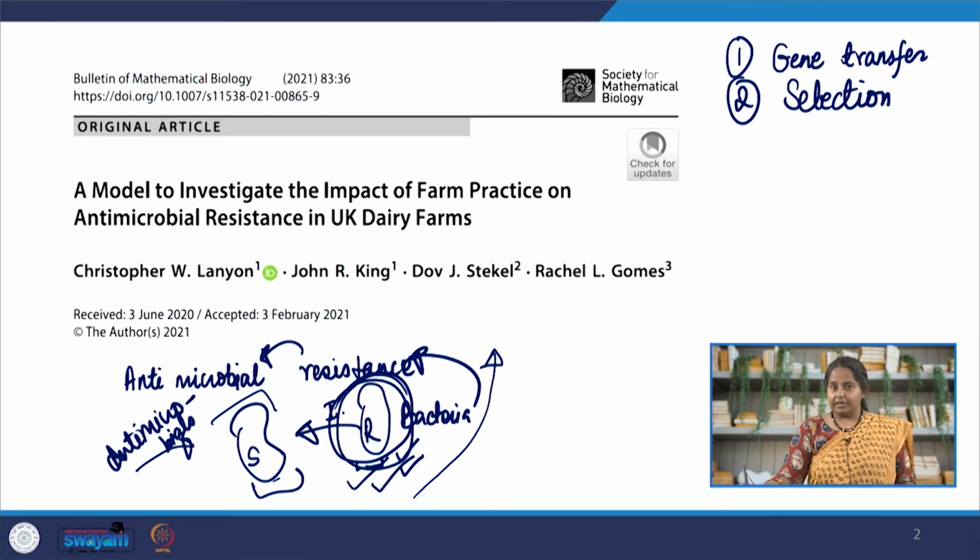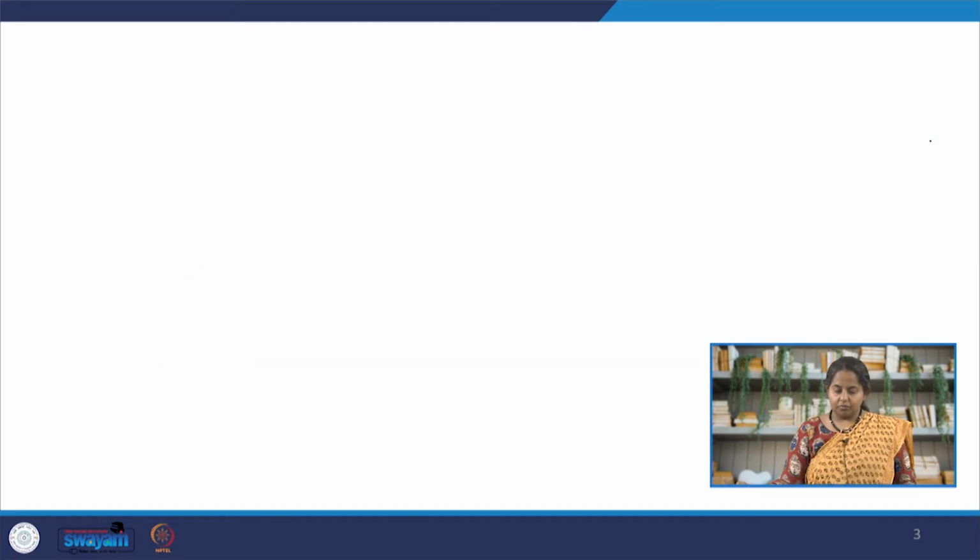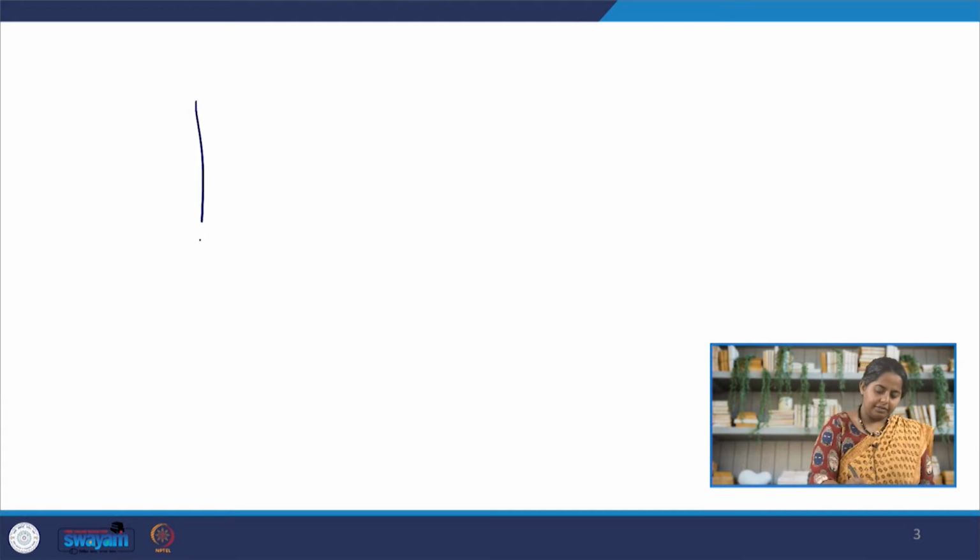Now in UK dairy farms, the wastewater, the wash water that comes from the dairy farms, which will include the water used for cleaning, the urine, and all other kind of wastewater that is produced in the dairy farm, is sent to a slurry tank. So let's look at the slurry tank.